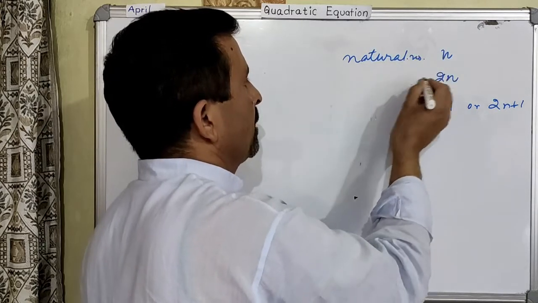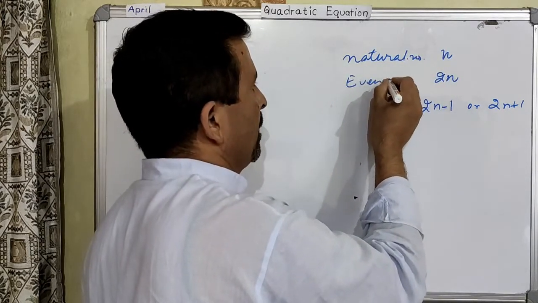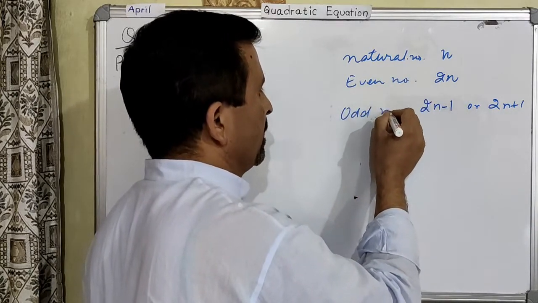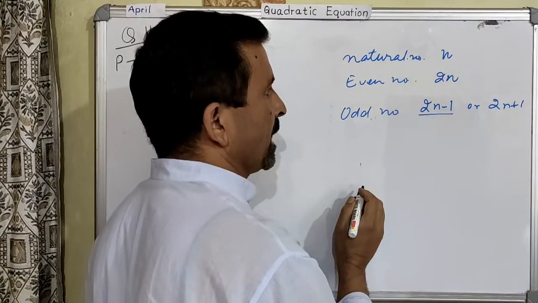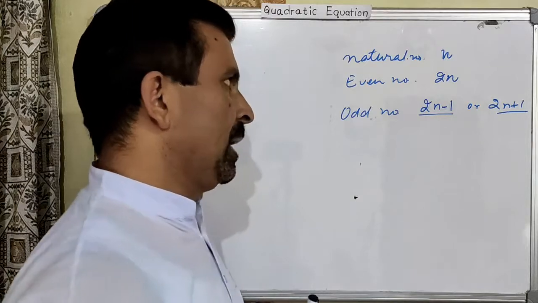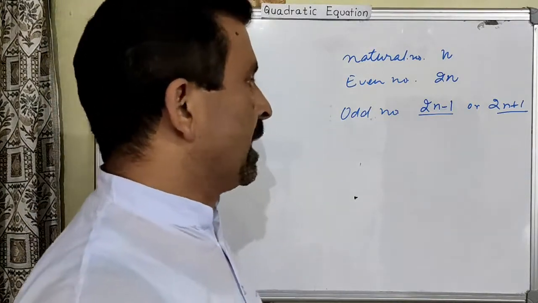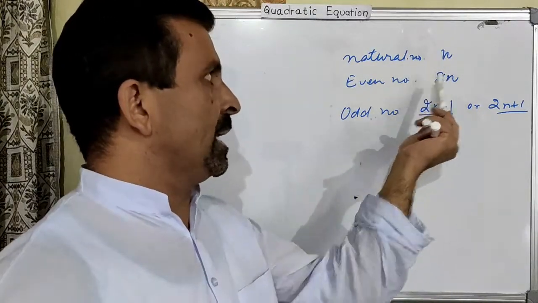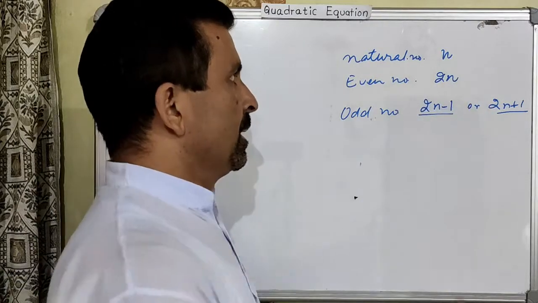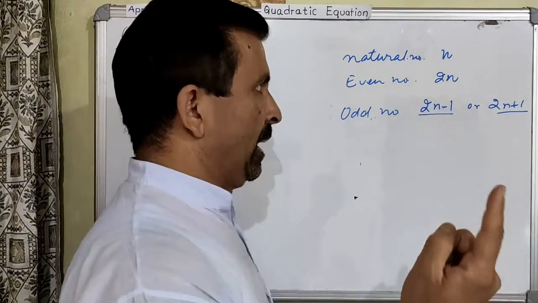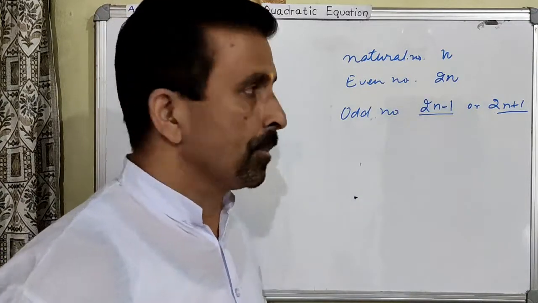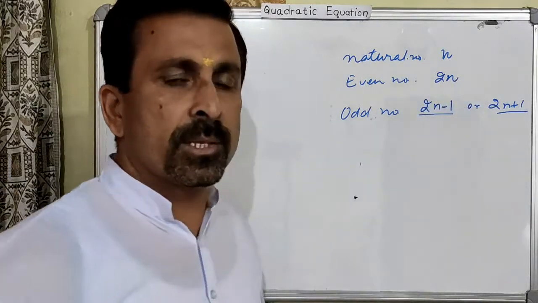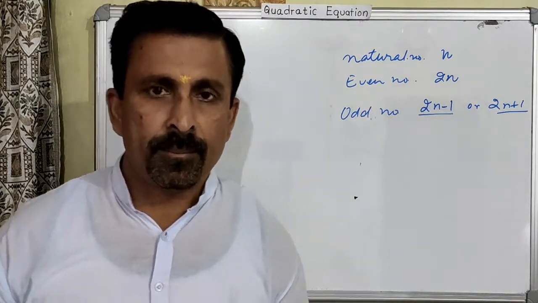This is the notation for natural number, this is the notation for even number, and this is the notation for odd number. For odd numbers we have two notations: either 2n minus 1 or 2n plus 1, any one of these two, not both. Where n can be any natural number. Suppose in the even number you use n equal to 1, so 2 ones are 2, this is an even number. Another n equal to 2, so 2 into 2 is 4, that is also an even number. Are you getting me?